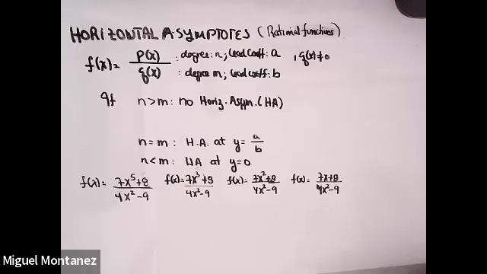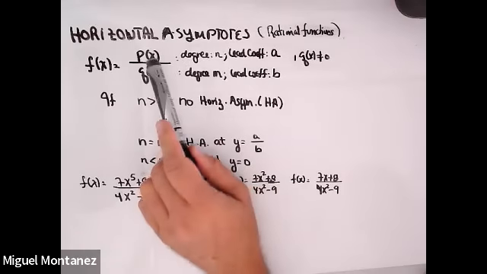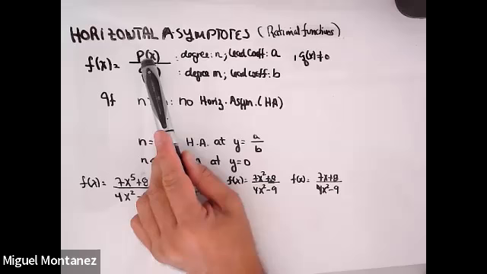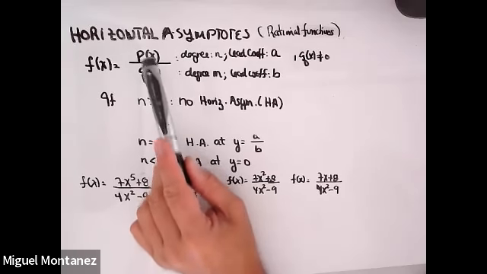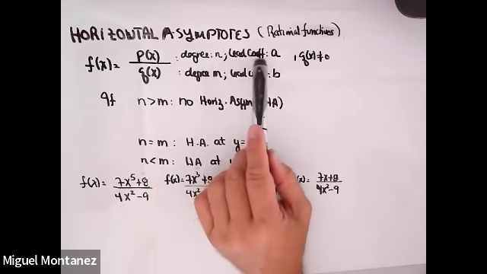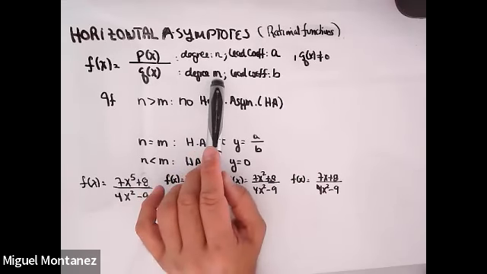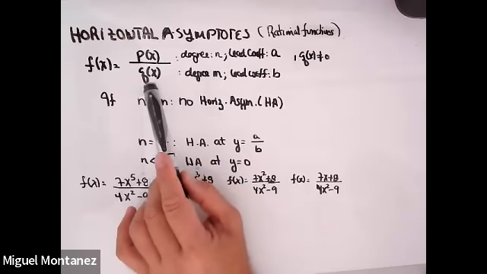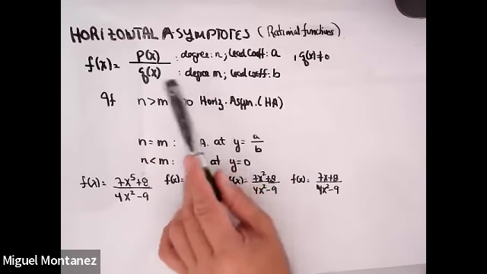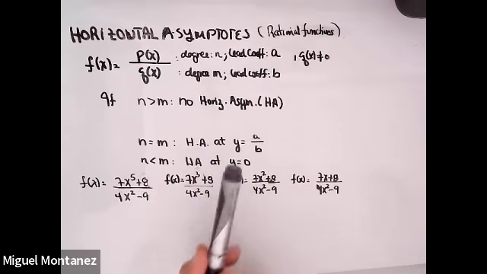Let's go ahead and talk about some variables. Let's call n, as in Nancy, the degree of the numerator, namely the degree of p of x, and its leading coefficient will be a. Likewise, let's designate m, as in Mary, the degree of q of x, the denominator, and its leading coefficient will be b, as in boy. So this is how we find the horizontal asymptotes.